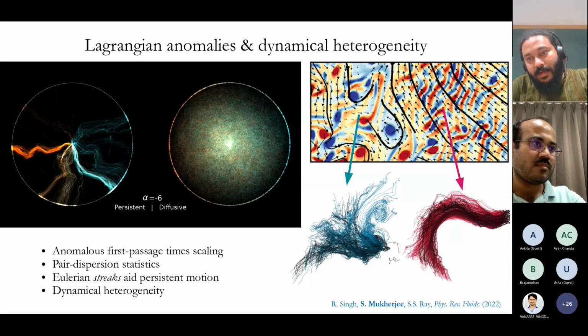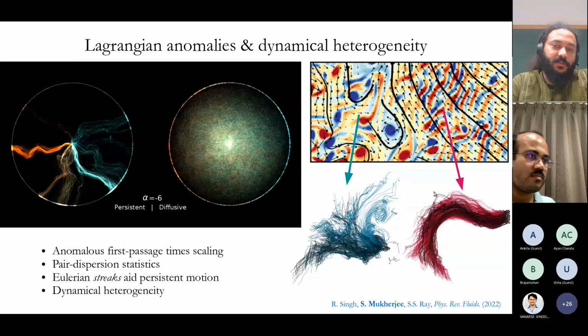But if you start in these streak-like regions, these banded vorticity structures, which are on the right, I want to point out that these don't have anything to do with the streaks you see in, let's say, channel flows. This is a different kind of flow structure. Then you have these very persistent trajectories, shown in pink here. And it's a mixture of these two which gives rise to anomalous diffusion.